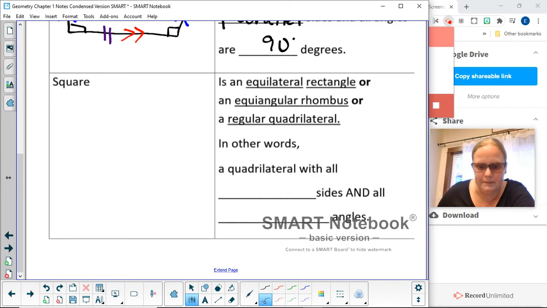All right, square. A square is a rectangle that has all equal side lengths. It is also a rhombus with all equal angles. It is also a quadrilateral that has all sides the same and all angles the same. So there's lots of different ways that we can write out what a square is. So a square is a 4-sided figure, quadrilateral, with all congruent sides and all congruent angles.